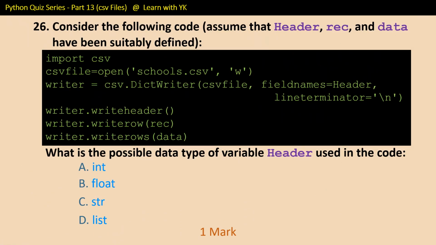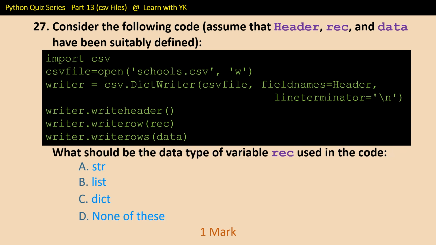Question number 26. Consider the following code. See the code carefully and tell what is the possible data type of the variable header used in this code. And the correct answer is option D. It will be a list. It can be tuple also, but because tuple is not given here in these options, so the correct answer is option D.